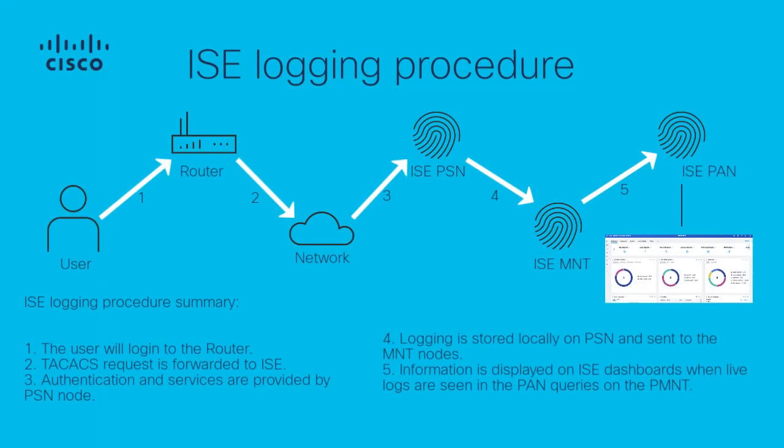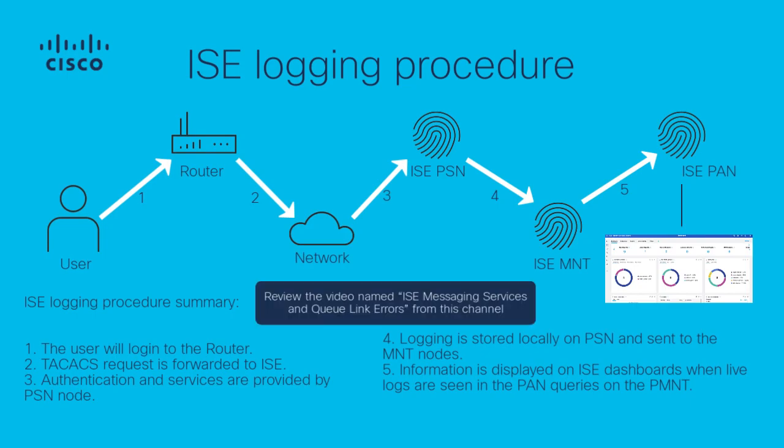In case you do not see any output related to live logs, review if the logging of ISE is working as expected, as the logs could be generated but not displayed in the dashboards accordingly. You can review the video titled ISE Messaging Service and Queue Link Errors from this channel to investigate further the behavior.